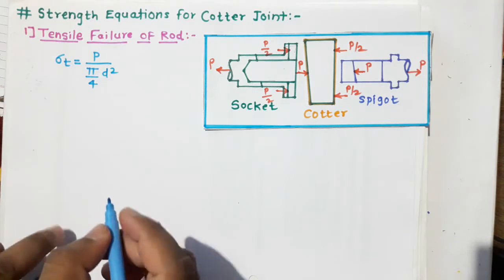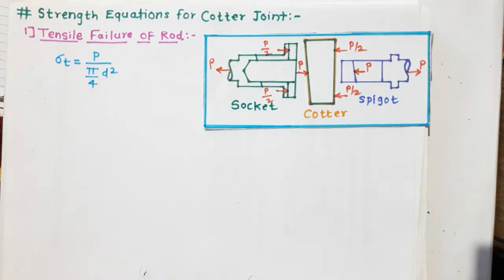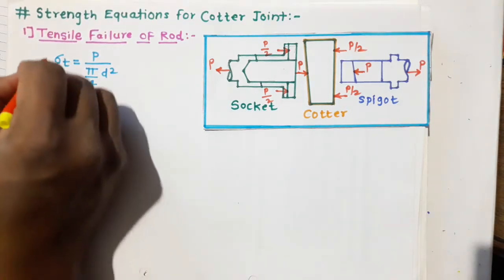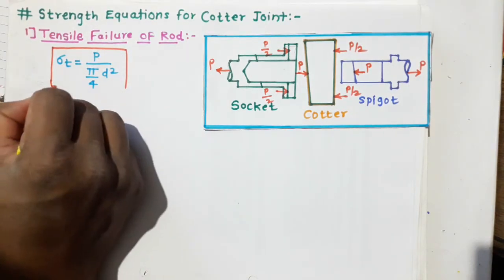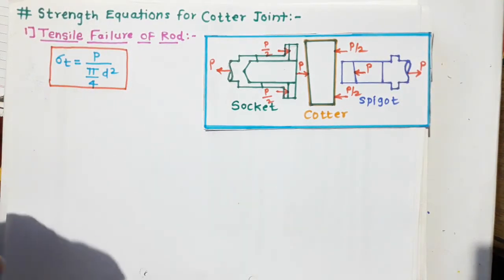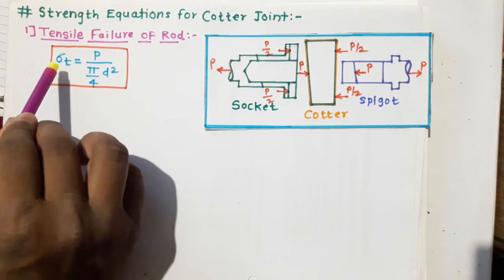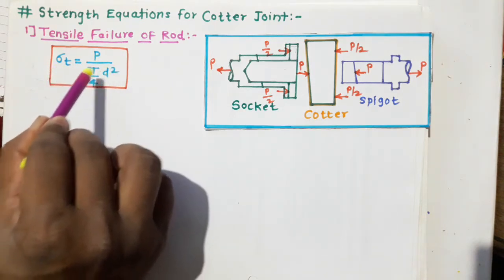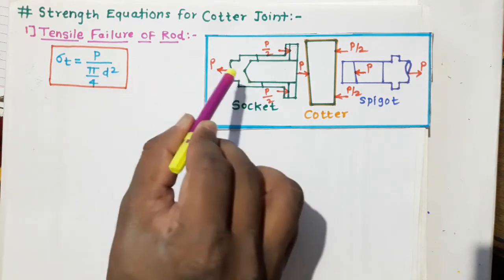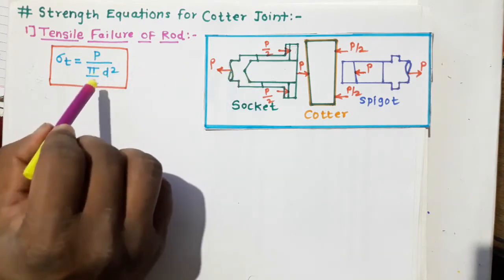So this is the equation of tensile stress induced, and from this equation we can get the magnitude of tensile stress, which is equal to P upon pi by 4 d square, where P is the external applied force and d is the diameter of each rod.